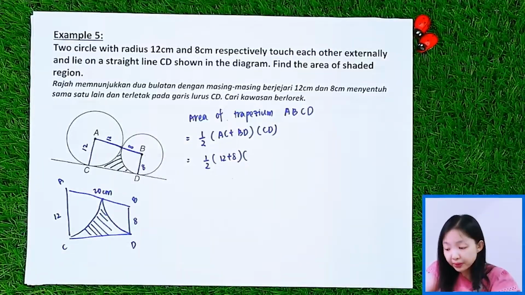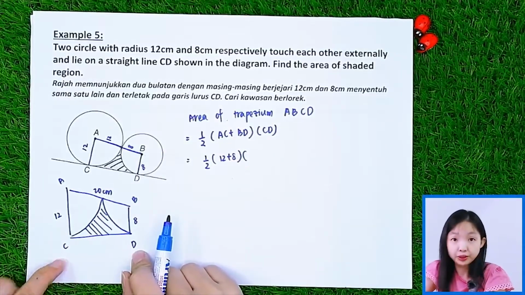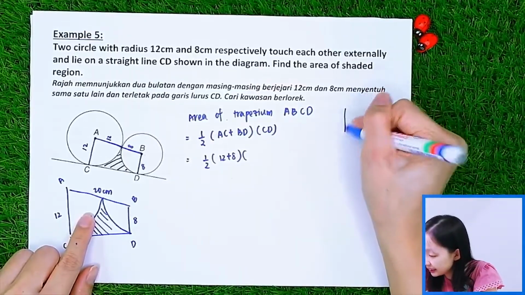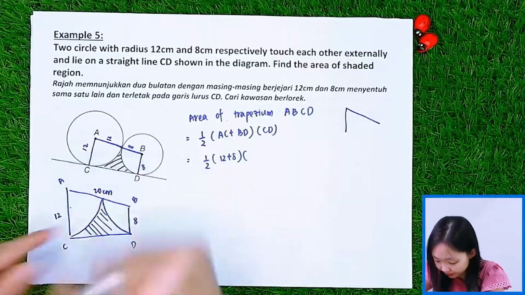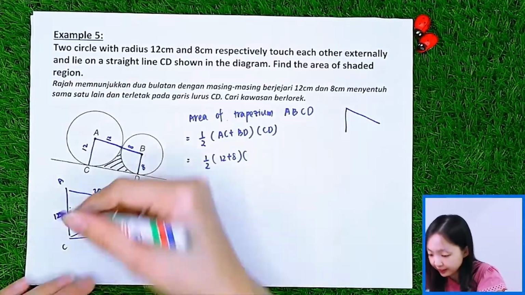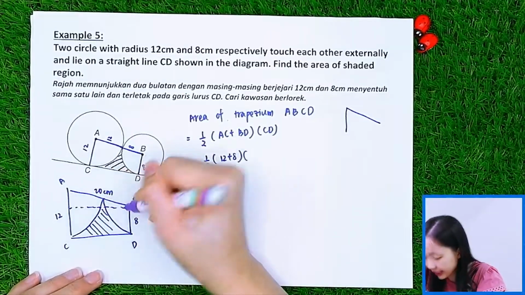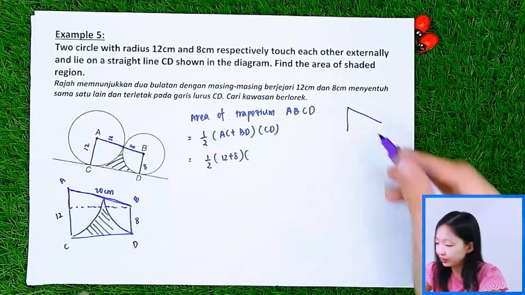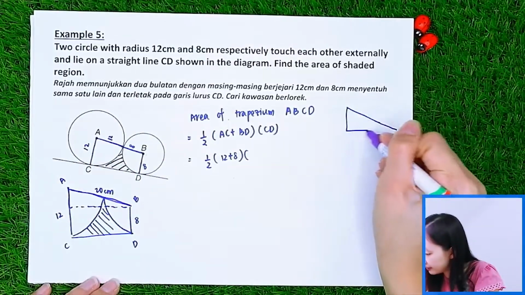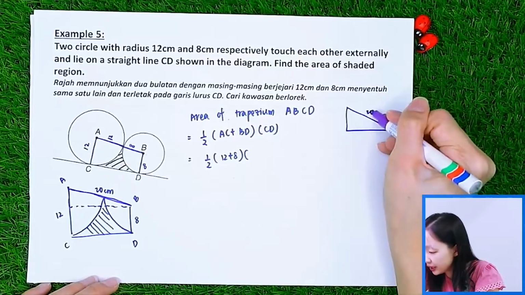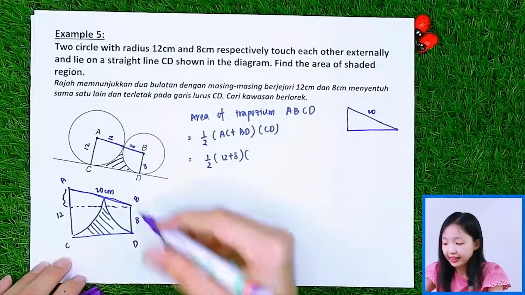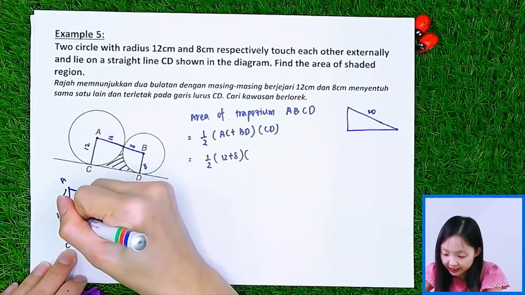Do you know how much is CD? We don't know, but we can find it. Now we see, here is the triangle. Can you see? I draw another one. Here is the triangle. You see, this is a right angle triangle. So I draw it out here. This is 20 cm. Do you know how much is here? Here is 8, so here is 8.